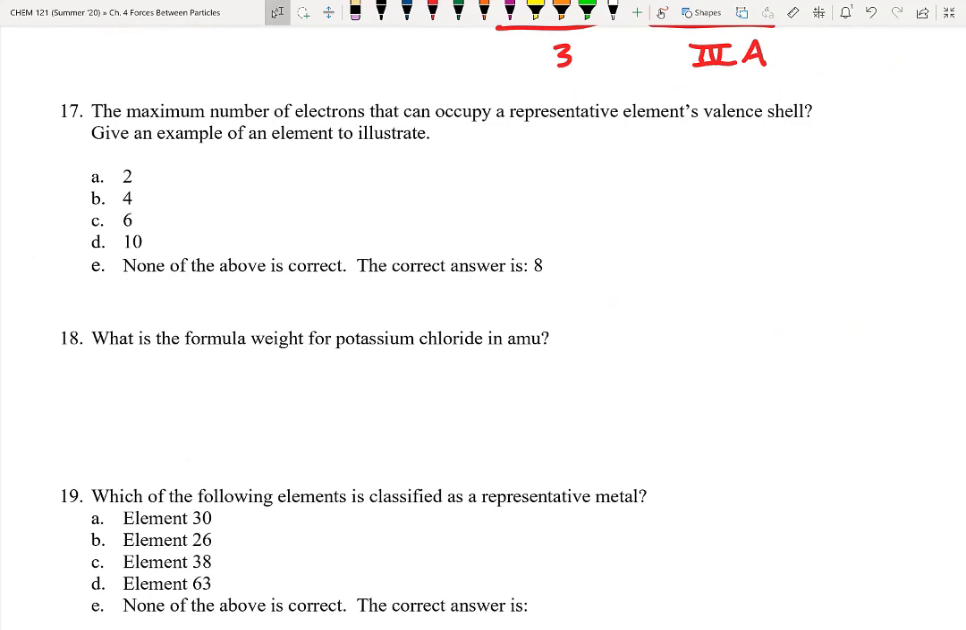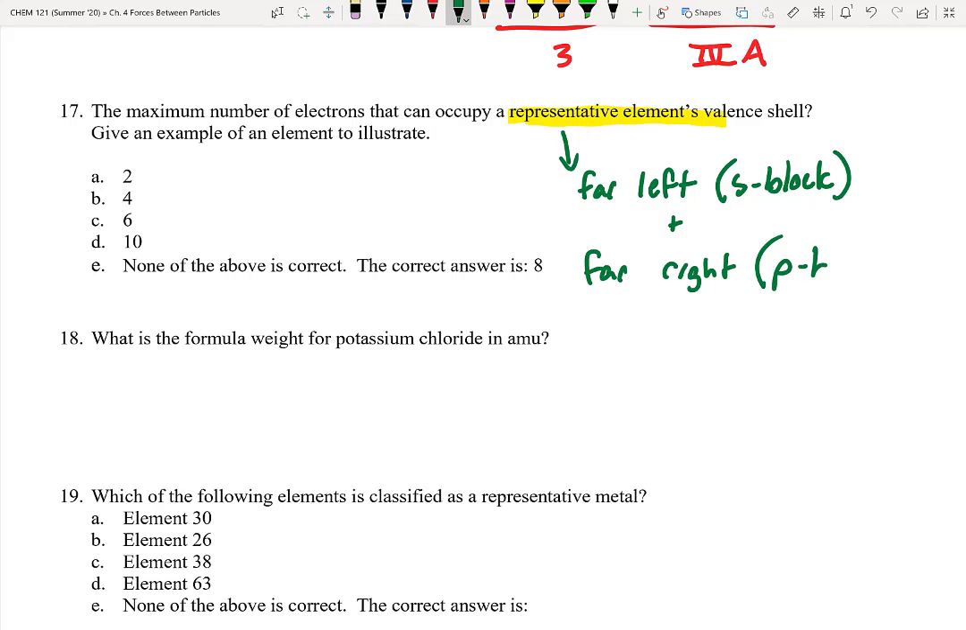The maximum number of electrons that can occupy a representative element's valence shell. Let's first define what a representative element is. Does anybody remember what that is? It's kind of tricky. To the far left and the far right. Yep. So far left, what I mean is that's called the S block. It's the first 2 columns. And then the far right is going to be the P block. But it doesn't include any of those transition metals in the middle, and it doesn't include any of the lanthanides and actinides underneath the periodic table. Those aren't included. Okay, so let's keep that in mind.